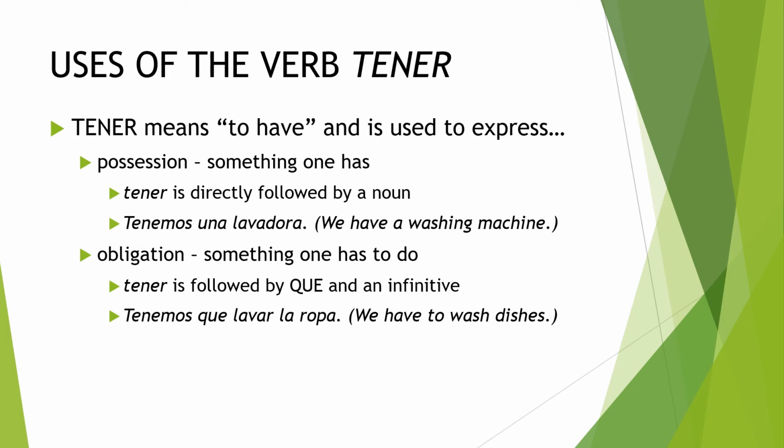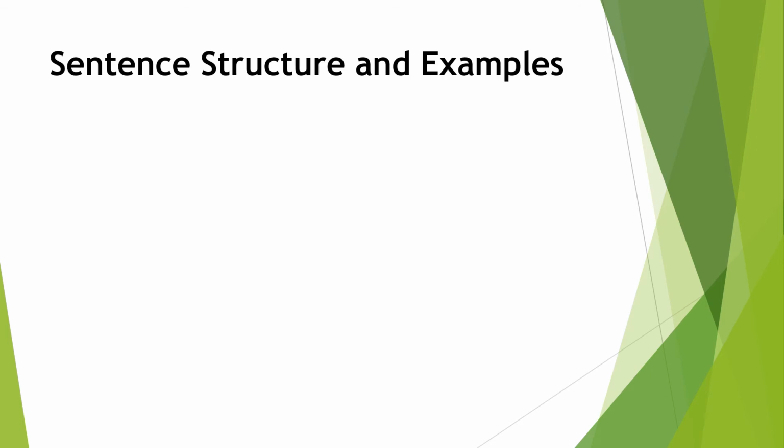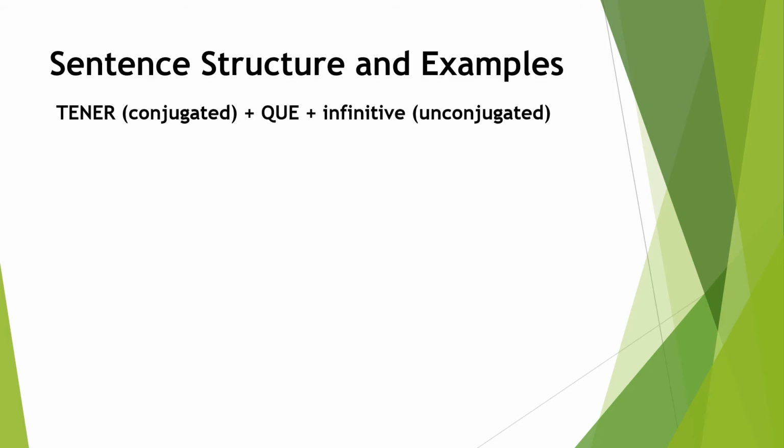So again, the difference is one use of tener is with possession, something you have. The second use is obligation, something you have to do. The sentence structure again is the verb tener conjugated plus que plus the infinitive, which is unconjugated. You are not going to conjugate both verbs even though you have a subject. You will only conjugate the verb tener based on your subject.